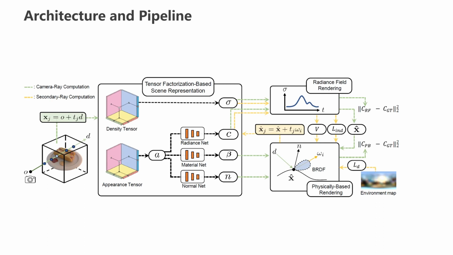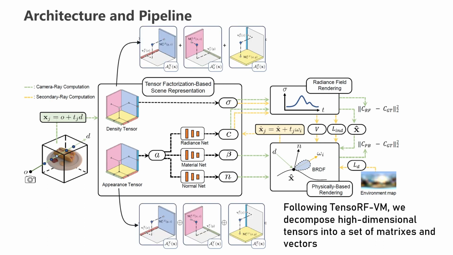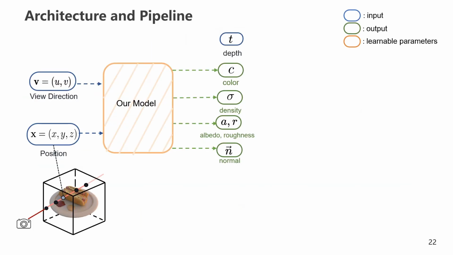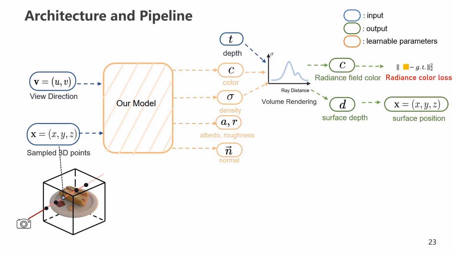Following the TensoRF VM decomposition, we decompose high-dimensional tensors into a set of matrices and vectors. The density can be obtained through simple interpolation. The surface normal, BRDF and radiance color can be acquired by passing the features into three separate small MLPs. During training, for each 3D point along a camera ray, our model will predict its radiance color, volume rendering density, BRDF, and surface normal. Then, we will use the classic volume rendering formula to compute the radiance field color and the radiance color loss for the corresponding pixel.